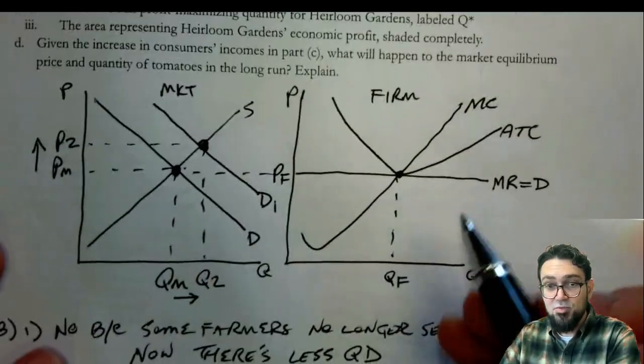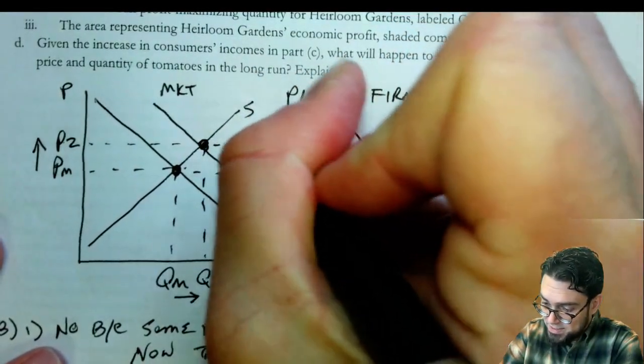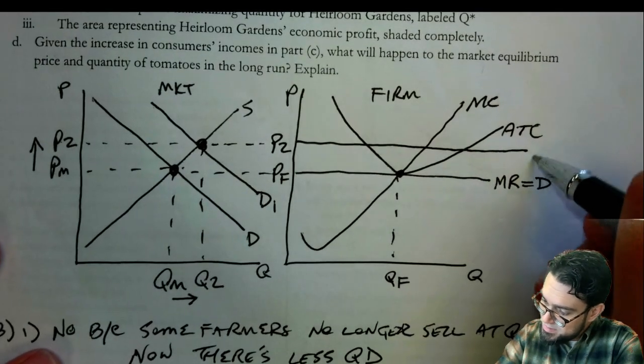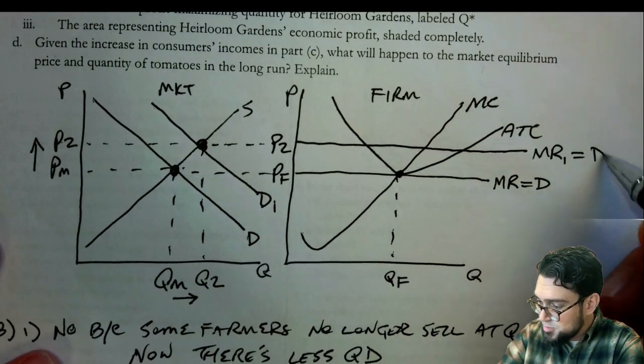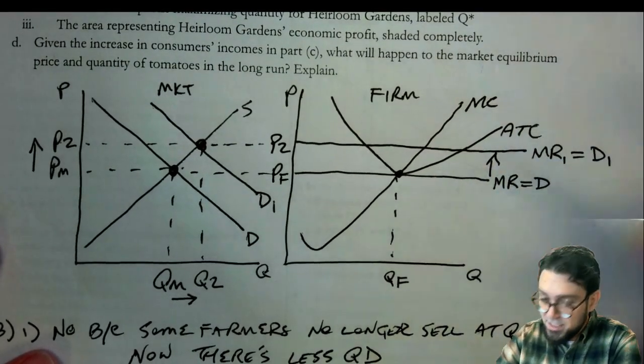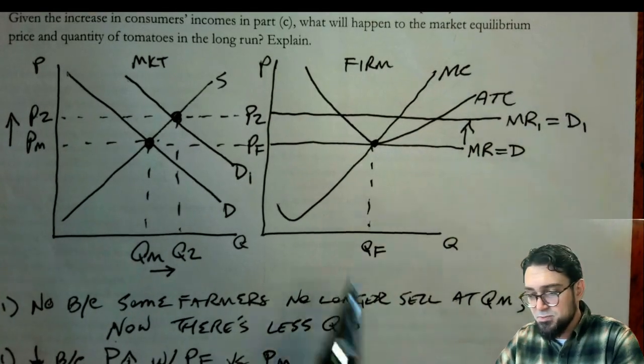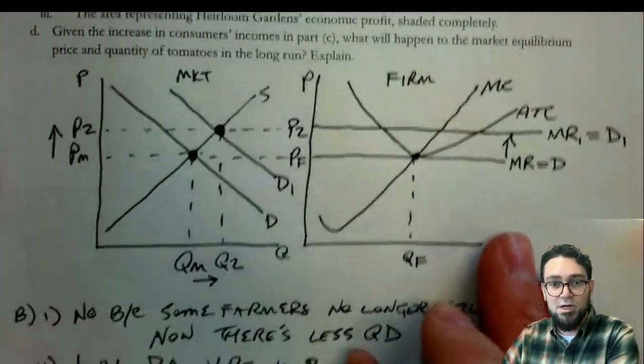Now, I'm also going to bring that new higher price over into the firm graph. And so we have a new MR and a new demand curve, and it's shifting up here. So we do need to shift the demand curve for the firm in addition to the market, because otherwise we're not showing fully what's going on for Heirloom Gardens.